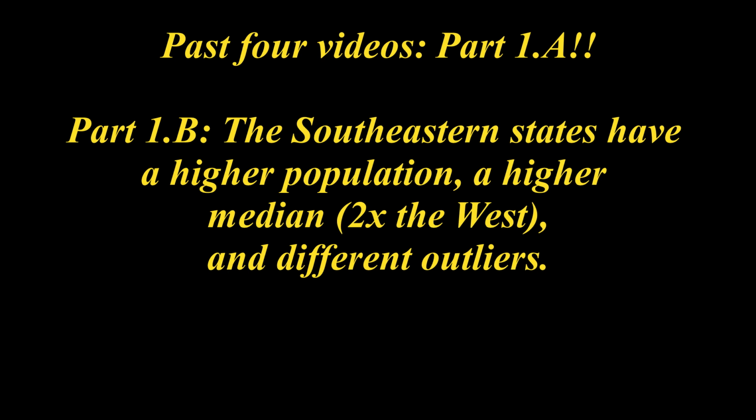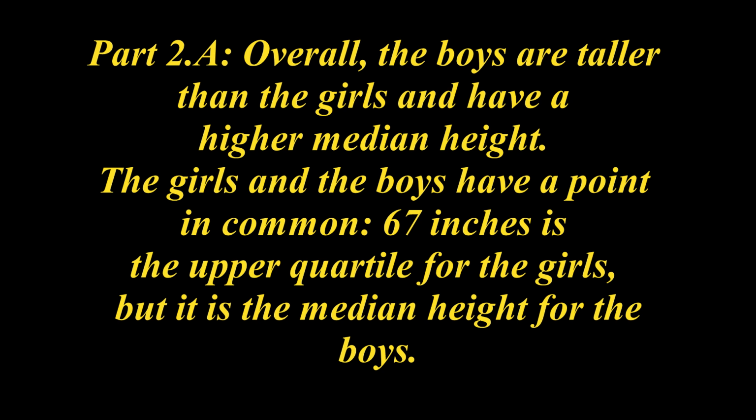So for the part where we're doing the drawing of the double box plot, that was covered in the last couple of videos. But the southeastern states, for part 1B, have a higher population, a higher median, and different outliers. For part 2A, the boys are taller than the girls. They have a higher median height. The boys and the girls have a point in common, 67 inches. It's the upper quartile for the girls, but it's the median for the boys.